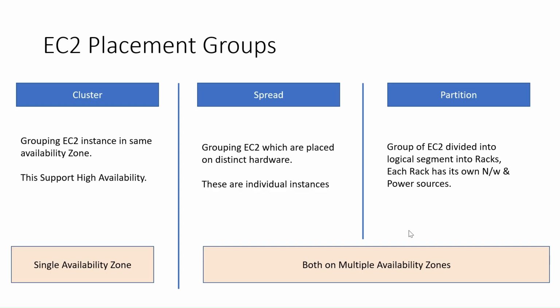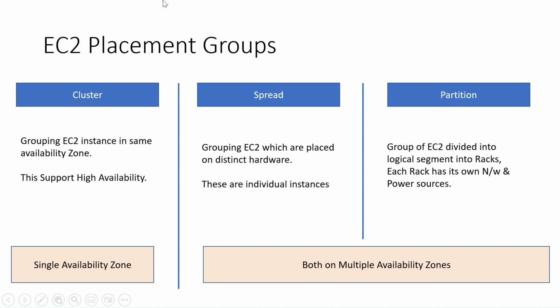Now there is something known as placement group. All these instances, or EC2, or virtual servers, are grouped into three kinds of categories. Number one is cluster. These are the grouping of EC2 instances in the same availability zone. Availability zone I have already told in the last video, you can go and watch that. In one availability zone, whatever EC2 instances are there, when we group them, that is a cluster of EC2 instances, and they are always highly available because they are in the same availability zone.